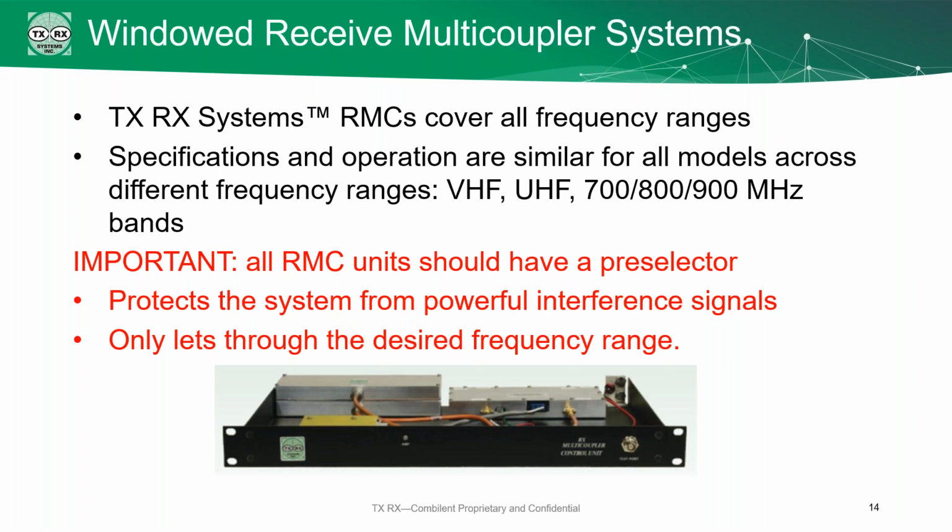This filter helps in two ways. First, it protects your system from powerful interference signals. Second, it only lets through that desired frequency range. Not using a bandpass filter in front of the multicoupler could actually cause damage both to the multicoupler and to your radios if somebody else has a particularly powerful signal.